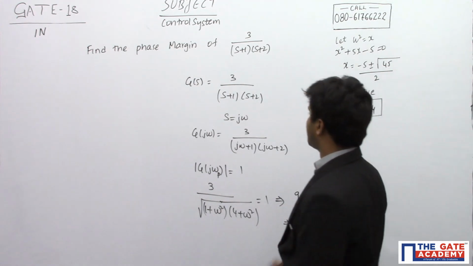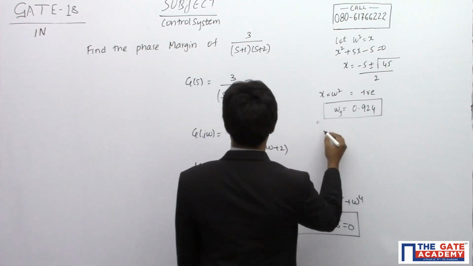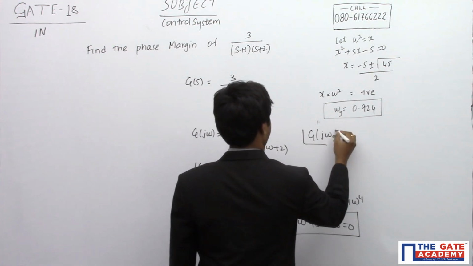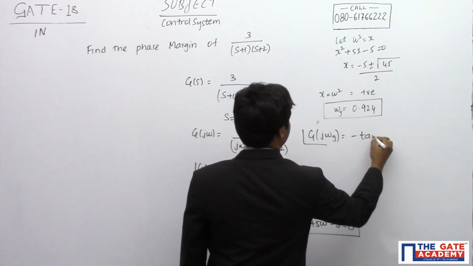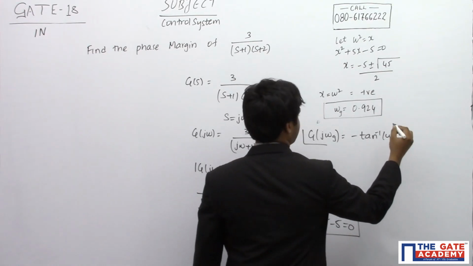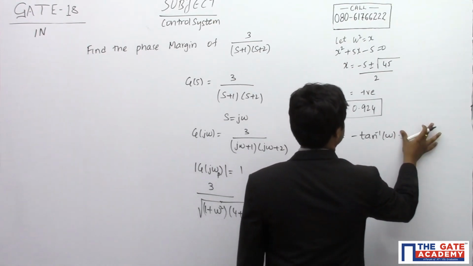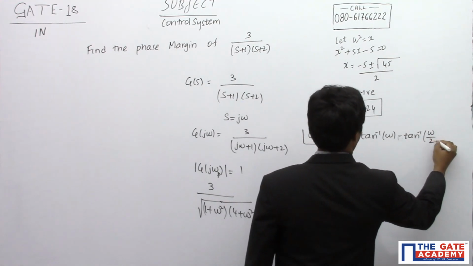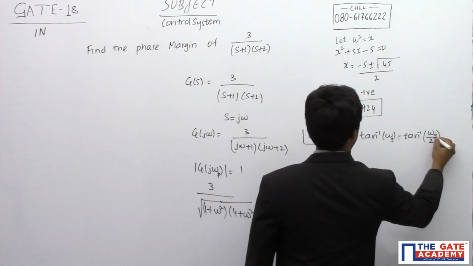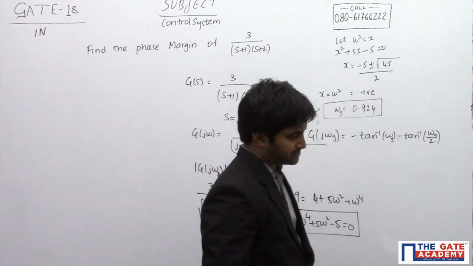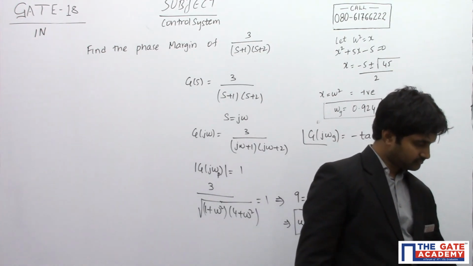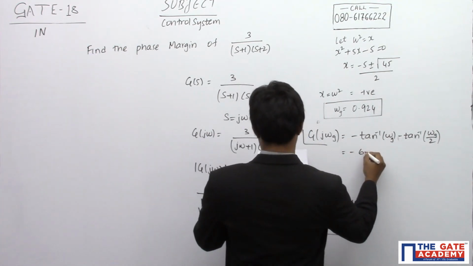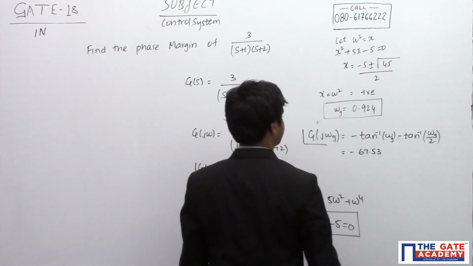So if you find the phase at this particular point, the phase is going to be minus tan inverse of omega minus tan inverse of omega by 2. This is nothing but omega g. So if you substitute, you will get the value which is equal to minus 67.53.